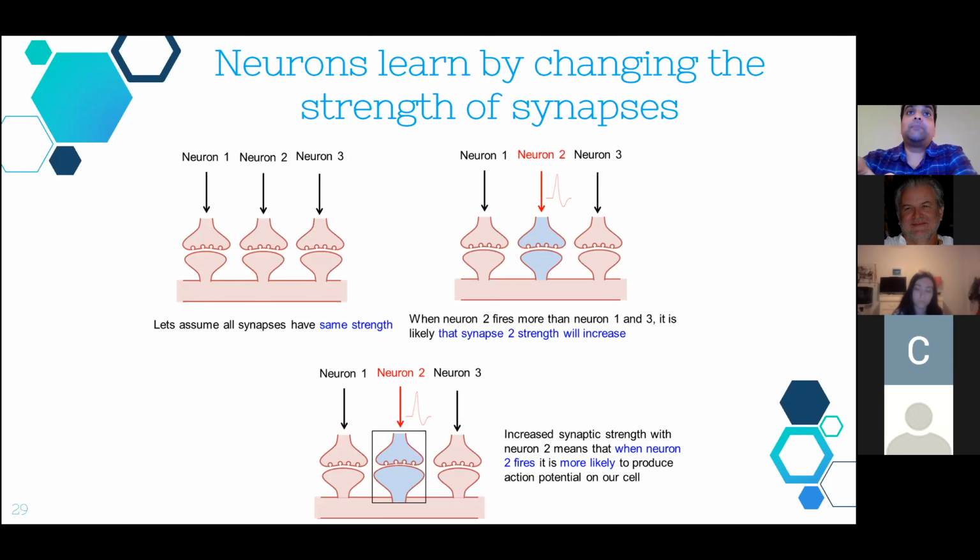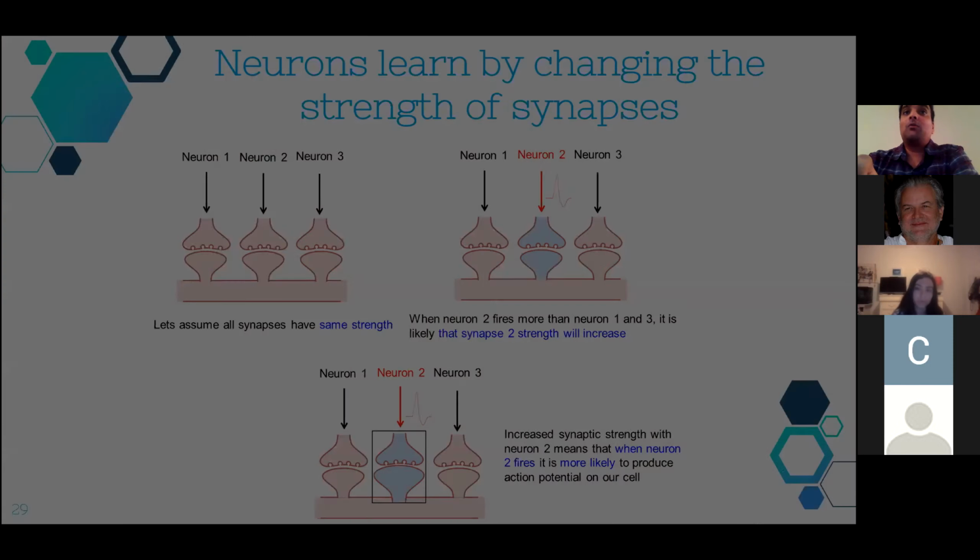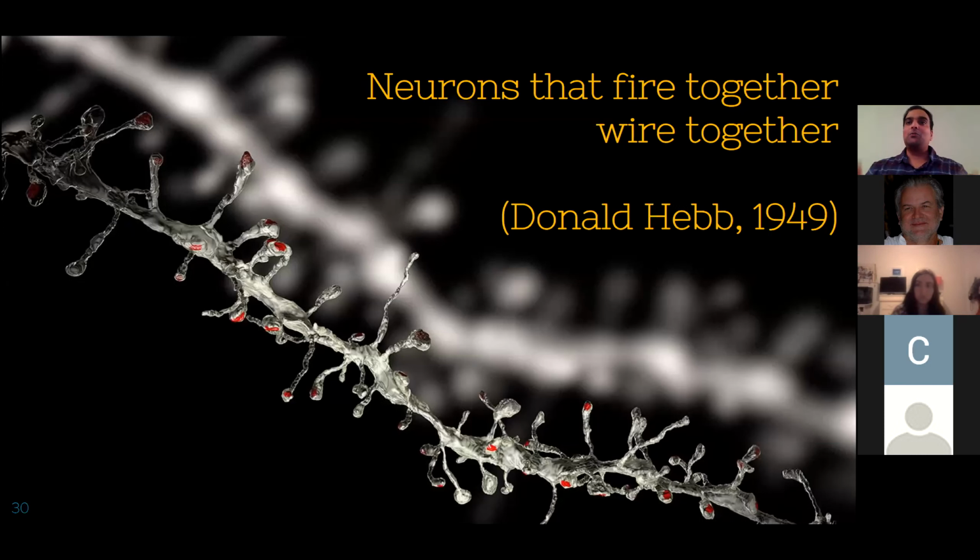And this is the concept that was theorized a long time back, which is: neurons that fire together, wire together. It was developed by the physiologist Donald Hebb back in 1949. And this is again reflecting the fact that the connections that get strengthened are more likely to generate an action potential in the neuron of interest. So the neurons that really fire together will wire together for memory formation.